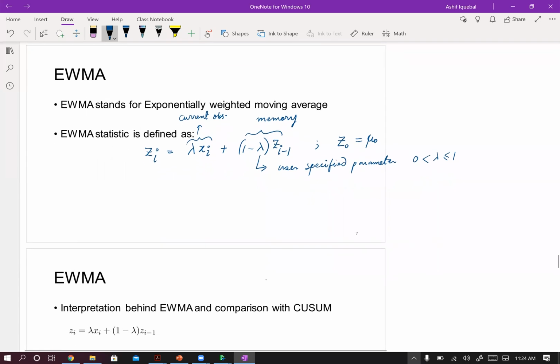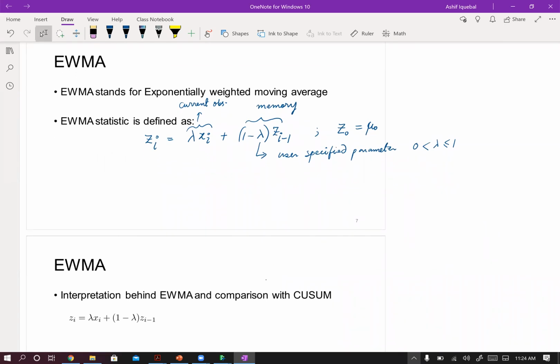Now, you might be thinking that the Zi statistic, the EWMA statistic, is called exponentially weighted moving average, but there's no exponential term here, right? You might think about this. So to understand EWMA a little bit better, let's try to rewrite this. What I will do here is expand this a little bit more. So Zi is equal to lambda times xi plus 1 minus lambda times Zi minus 1. This is the initial formula. Let's see if we can write this in this form: 1 minus lambda, and we will write down the value of Zi minus 1 in terms of xi.